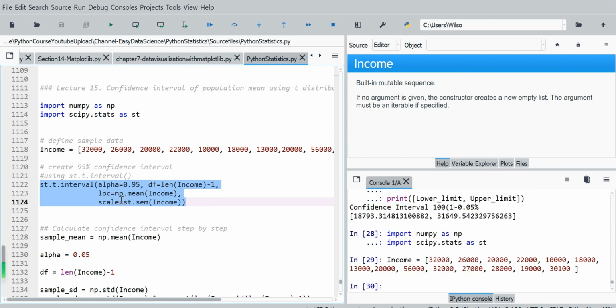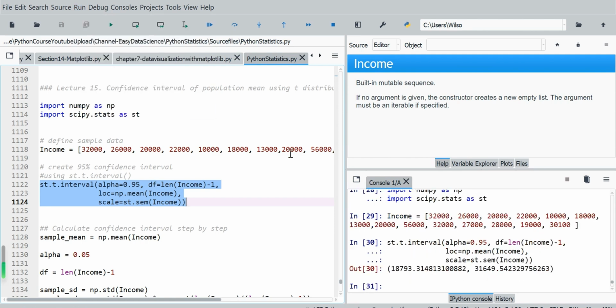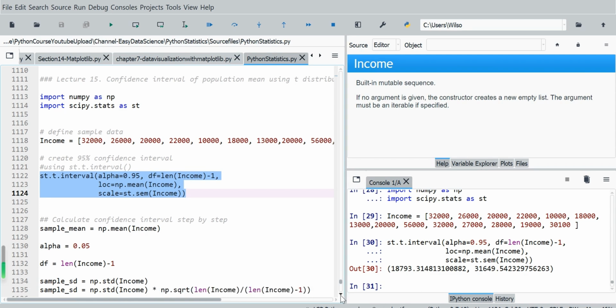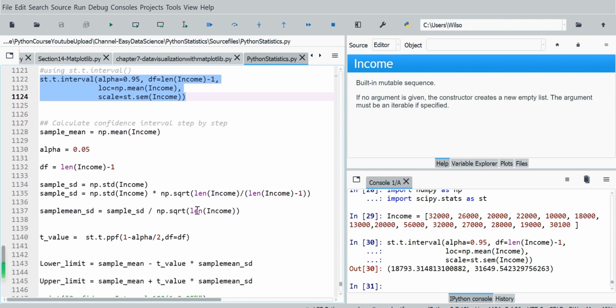And for the location, we use the data's mean value, which will be the sample mean. And for the scale, we use st.sem, then inside is also the data, because scale will be the standard error of the sample mean, right? So we run this. We'll get the 95% confidence interval for the population mean between about 18,793 and 31,649. So next example, we will show how to calculate the confidence interval step by step.